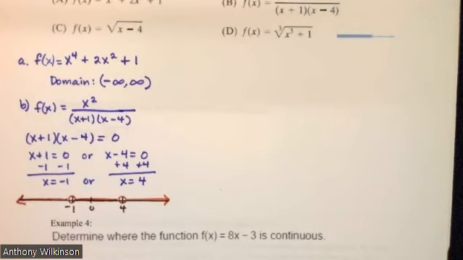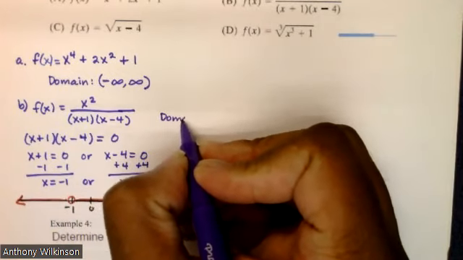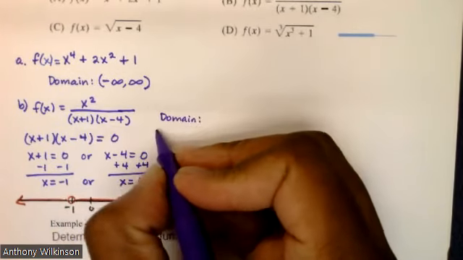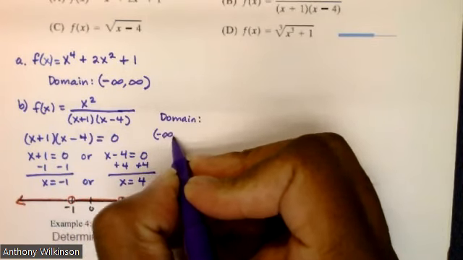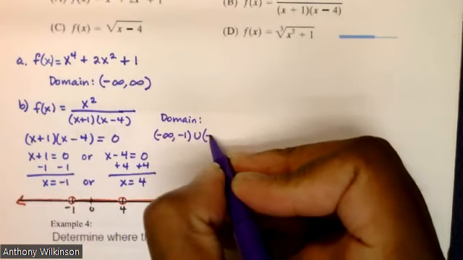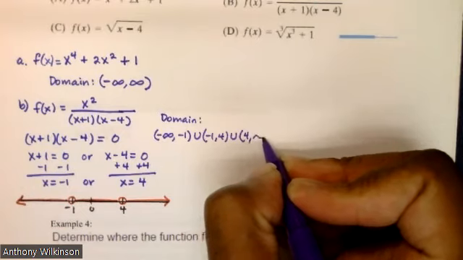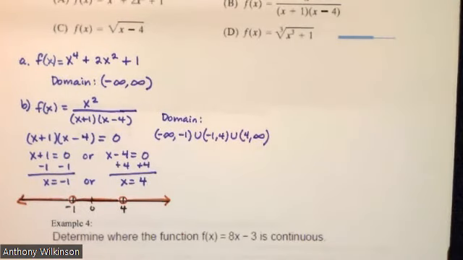So the interval notation for this domain would be from -infinity up to -1, then from -1 to 4, and finally from 4 to infinity. That's the domain for the function f of x equal to x squared divided by x plus 1 times x minus 4.